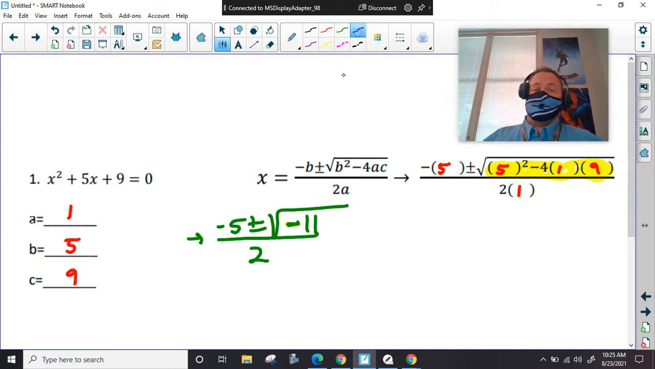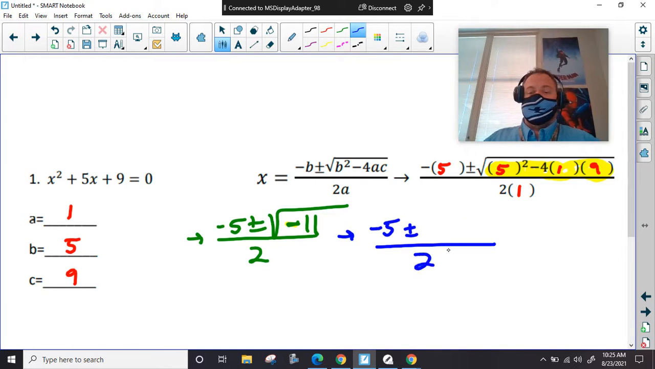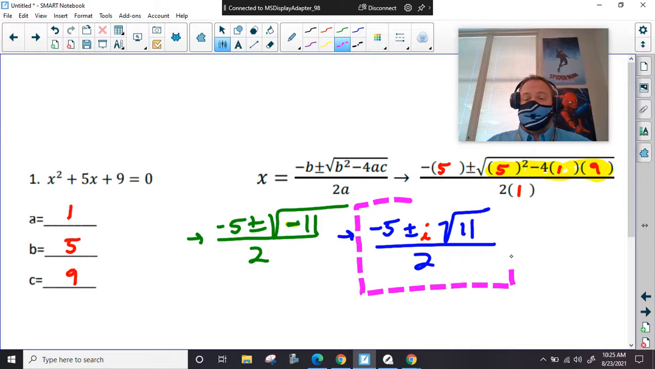Some people are like, why is he so excited? This is why. The square root of 11 is 11. Now, what's the only thing that we're missing? The i. The i. We are actually done with this problem.